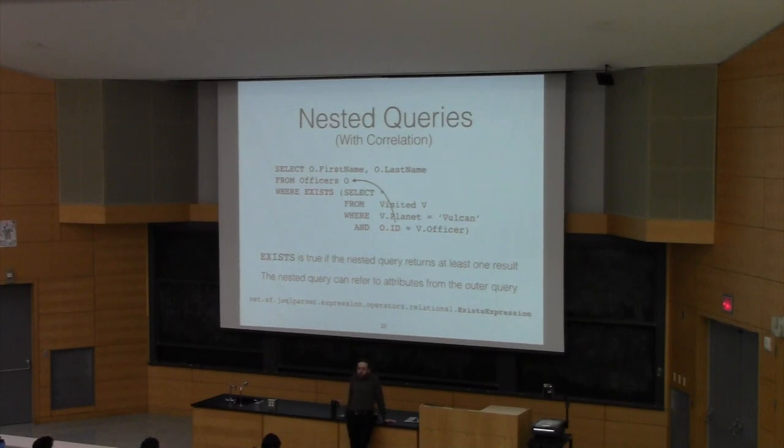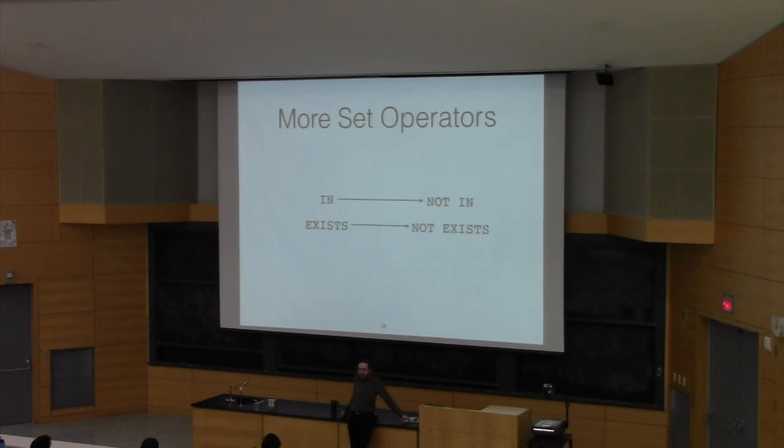Yeah, so this query could be completely rewritten as an equi-join. And in fact, most exists queries can be, particularly when the correlated attribute is correlated on an equality predicate. There's a handful of other ways of doing it. We'll talk about them later in the term. So for every one of these operators, there's a corresponding not equivalent.